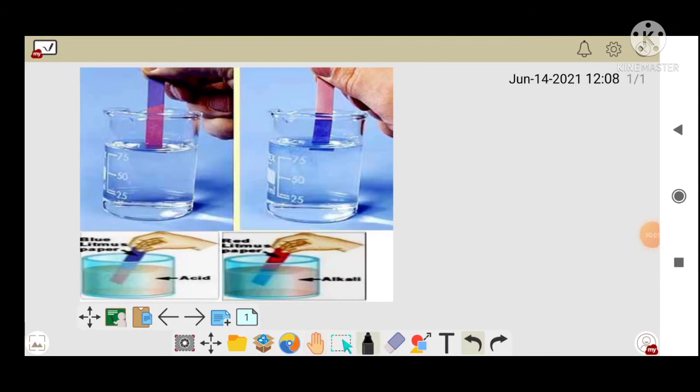Now this is an acid solution and this is a base or alkali solution. Look here: blue litmus paper in acid solution changes into red. Look here: red litmus paper in alkali solution changes into blue.